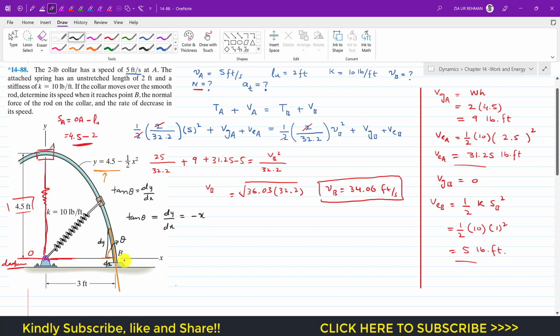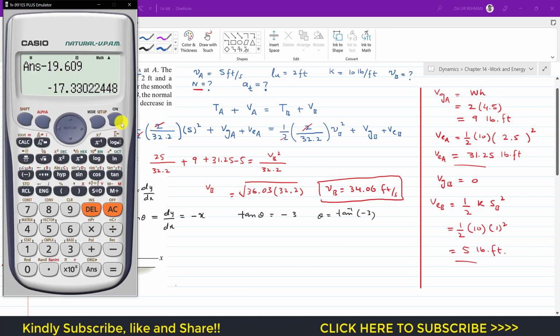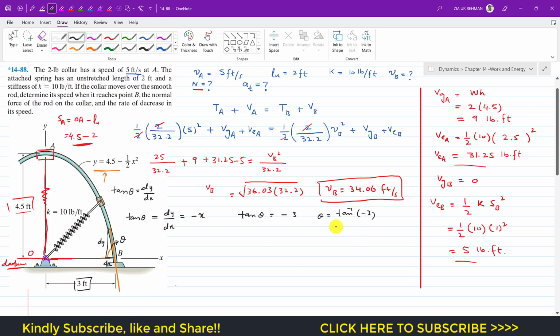So we want to find the angle of the tangent with the horizontal at point B. At point B, x is equal to 3 feet. From the origin, point B is at a distance of 3 feet in the horizontal direction. So tan theta is minus 3 when x is equal to 3. From this we can find the angle of the tangent line, that is theta equals tan inverse of minus 3. Tan inverse of minus 3 gives us minus 71.56, so that is approximately minus 71.57 degrees.